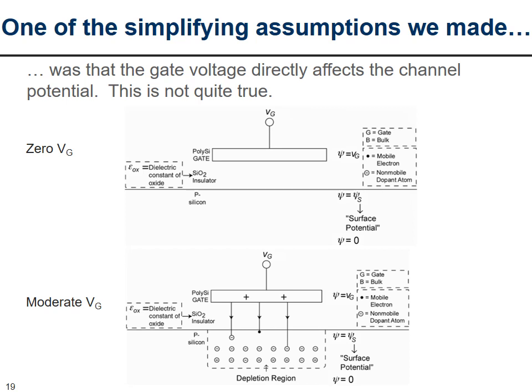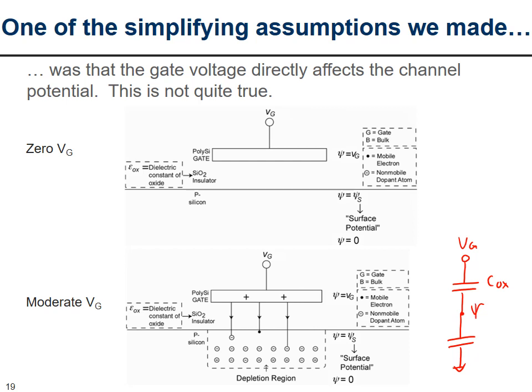This leaves non-mobile dopant atoms open in a depletion region area here. Okay, so what we can do is we can effectively model this as a series capacitor type of structure here. So we say that this is VG over here. We call this COX. This is the gate oxide between the gate and the channel.